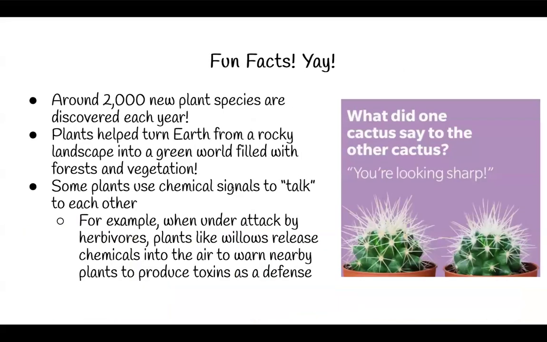So now we have some fun facts. Around 2,000 new plant species are discovered each year. Plants helped turn Earth from a rocky landscape into a green world filled with forests and vegetation. Some plants use chemical signals to talk to each other. For example, when under attack by herbivores, plants like willows release chemicals into the air to warn nearby plants to produce toxins as a defense.